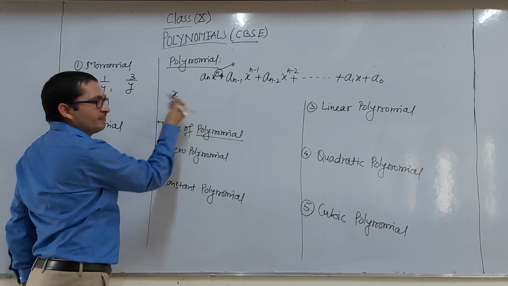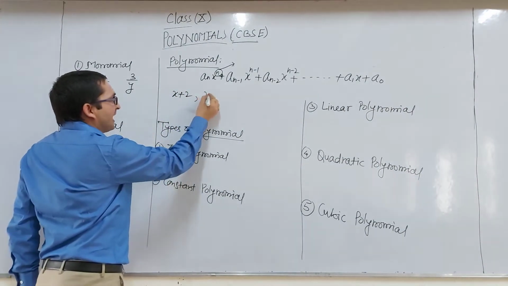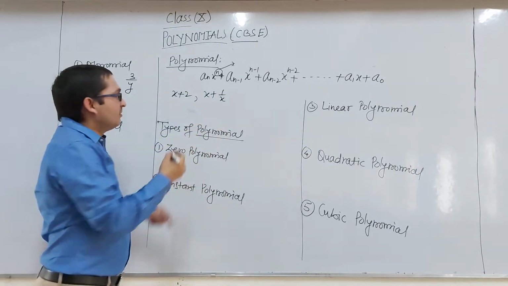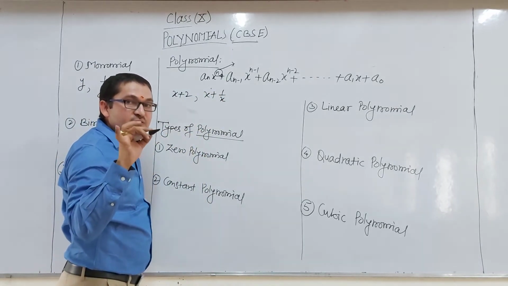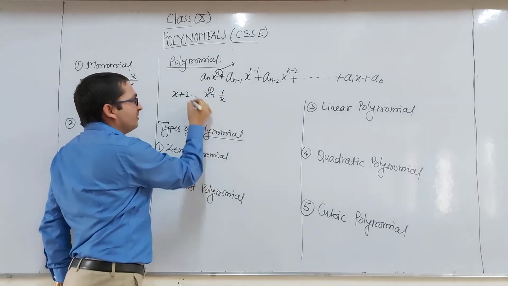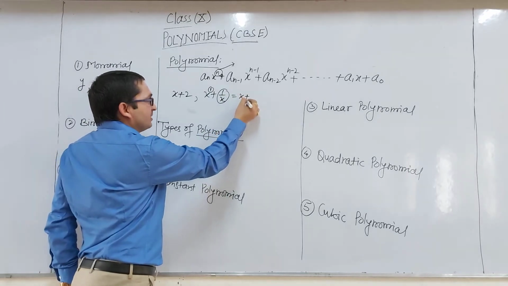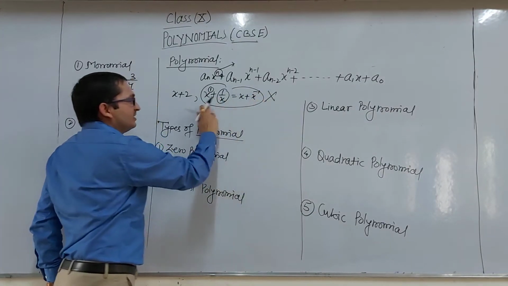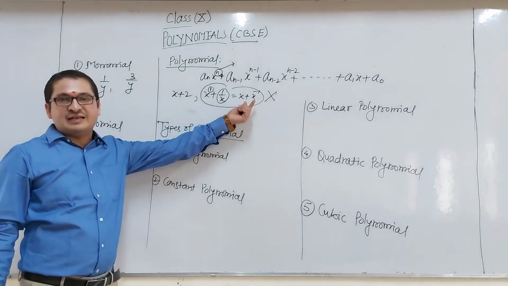So what is a polynomial? x is a polynomial, x plus 2 is a polynomial. x plus 1 upon x, is it a polynomial? No. Why? The power of each variable should be a positive integer. What is the power of this variable? 1. What is the power of this variable? Minus 1. You can write x plus x to the power minus 1. So this is not a polynomial, but this is a binomial algebraic expression.